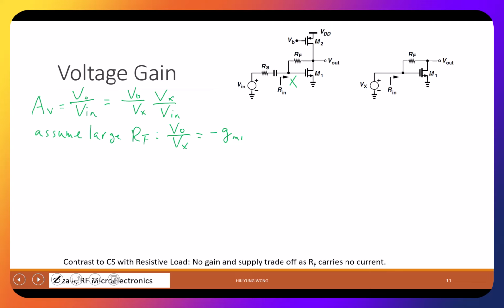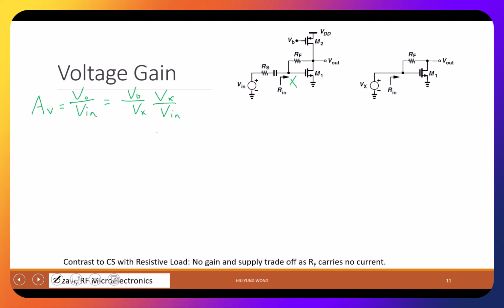I cannot assume very large RF. I'm sorry for that. Right, so my goal is to say that this is gm1 times ro1 parallel R2, right? So I cannot do this. I cannot ignore RF by saying that it is very large because that is not the case in our operation. Okay, so then what can we do? All we can do is just go through the KCL, KVL.